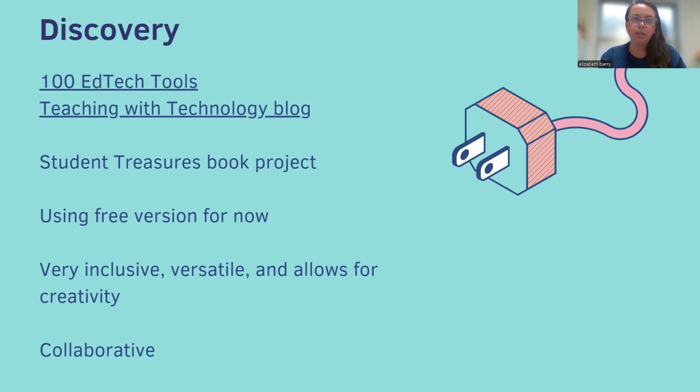It's very inclusive. They have so many different accommodations and so many different things for all types of learners to be able to be successful with this program. It's versatile. You can do it for math, you can do it for reading, you can do it with adult learners, you can do it with kindergarten and first grade like I did. It's really adaptable to anyone. It allows for a ton of creativity and a ton of collaboration. So we'll get into those a little bit more in just a second when we go into the website.